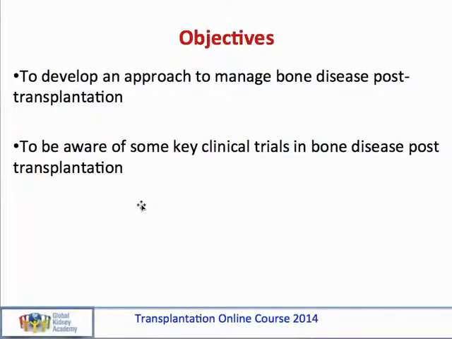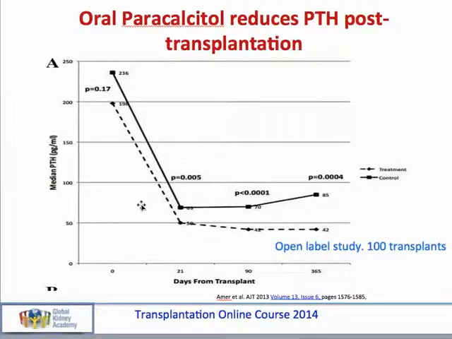Okay, so let's just talk now about some key clinical trials in bone disease after transplantation. First study I'm going to talk about here is the use of paricalcitol to reduce parathyroid hormone post-transplantation. So this is an open label study published not very long ago, a year or so ago, and this looks at the effect of paricalcitol on parathyroid hormone.